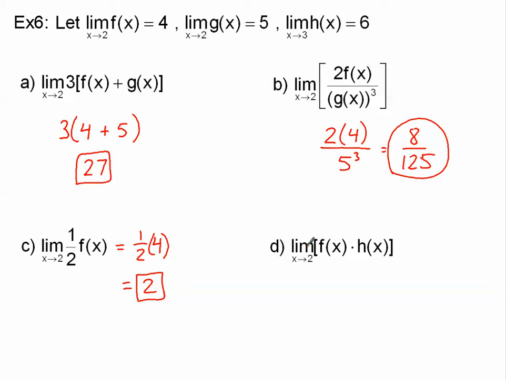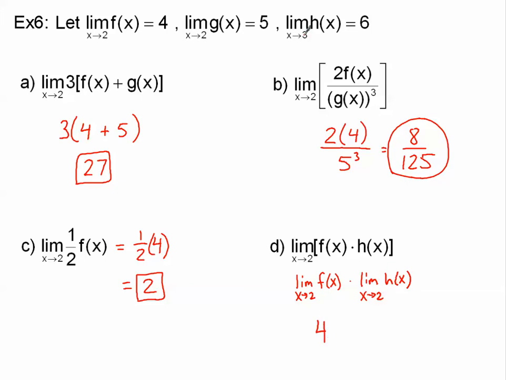It says, what's the limit as x approaches 2 of f of x times h of x? Well, I know that the property says that I can split this up into the limit as x approaches 2 of f of x and multiply that to the limit as x approaches 2 of h of x. I do know that the limit as x approaches 2 of f of x is equal to 4. Unfortunately, I do not know what the limit as x approaches 2 of h of x is.